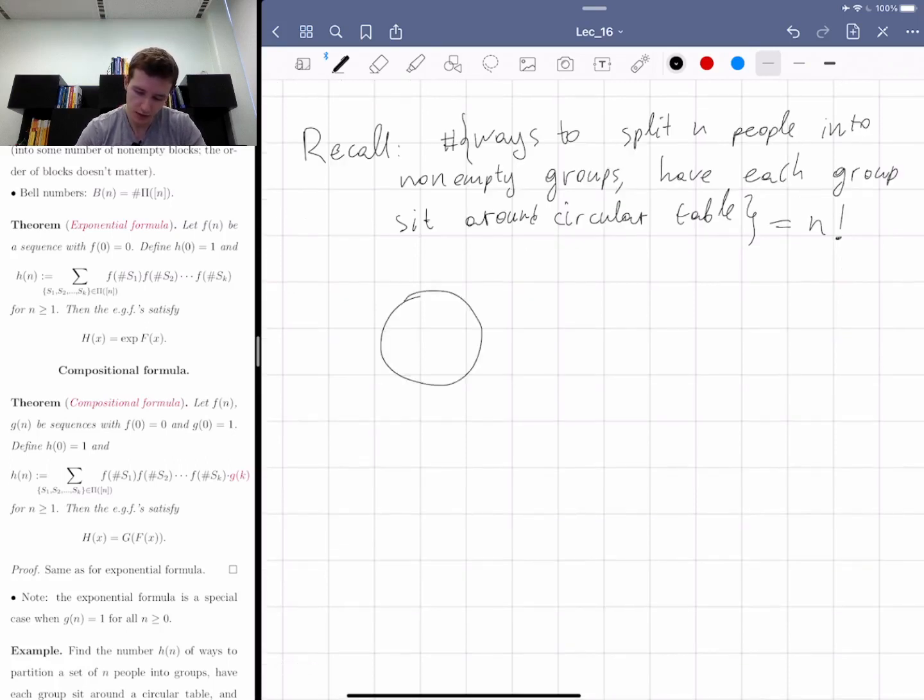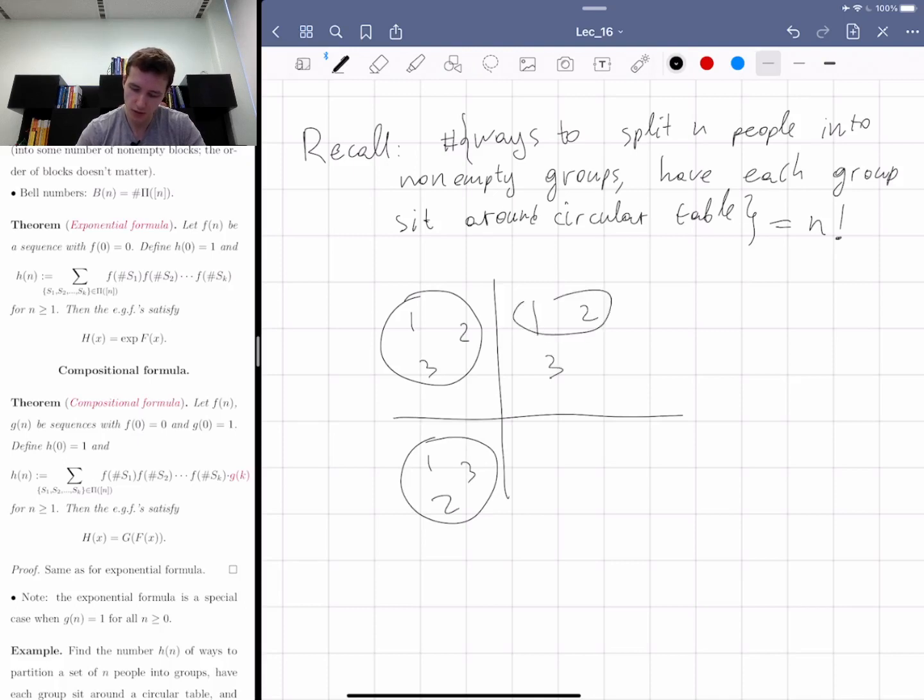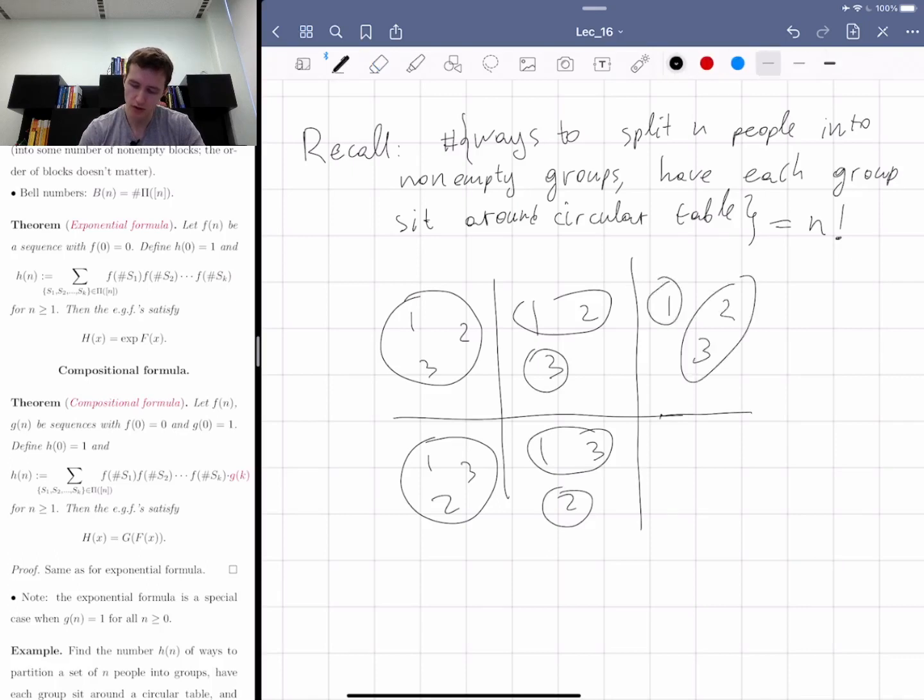I even gave an example. There were 2 arrangements where all people sit at the same table. There is also 1, 2, 3 and 1, 3, 2, and also 1 with 2, 3, and there were also the singletons. So the answer is 6, which is 3 factorial. So today I want to crank it up a notch.